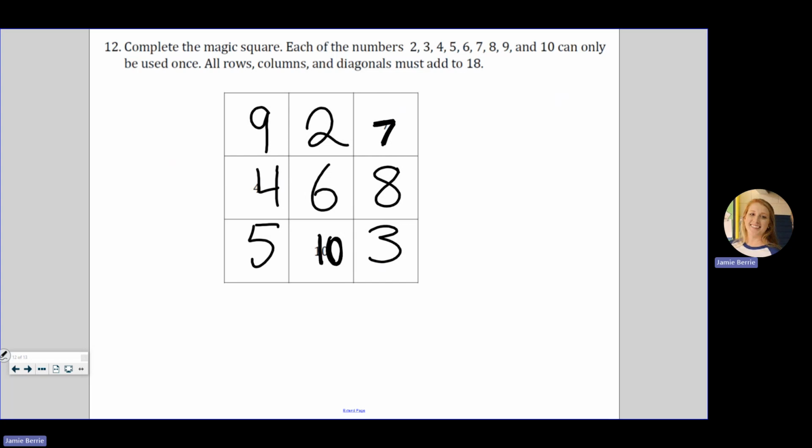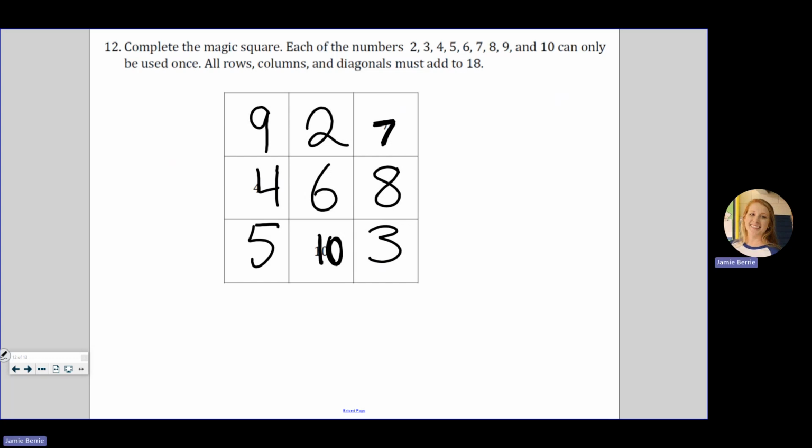All right, let's check this. 9, 2, and 7, that adds to 18. 4, 6, and 8, that works. 5, 3, and 10, that works. 7, 8, and 3, that works. 6, 2, and 10, that works. 9, 4, and 5, that works. Everything works. Oh, and the diagonals, I didn't check those. Yeah, they work too. Were y'all able to get that over there? Yeah.